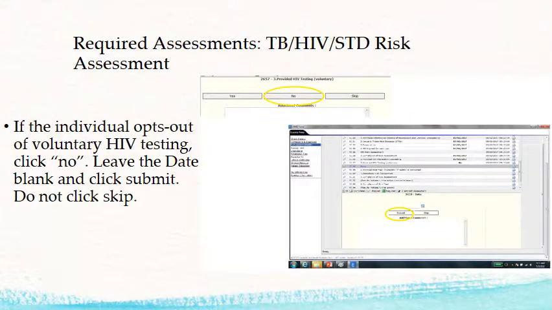So for the item where it asks when we provided HIV testing, if the client does opt out, you can click no here. And for the next item where it asks for the date, just leave that blank and click submit. If it makes you more comfortable, you can go under additional comments and just type in that the client refused testing.